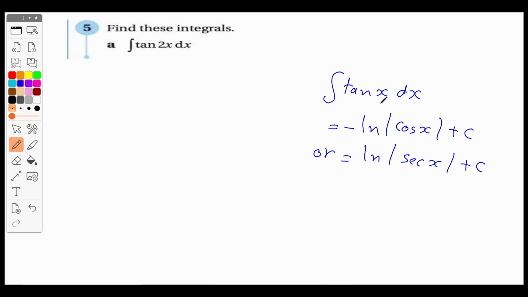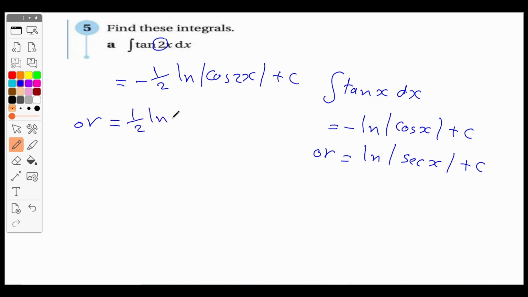The integral of tan x is the negative ln of the modulus of cosine x plus c, and ln of the modulus of secant x plus c. Okay, but what is the difference between this and this? Here tan 2x, here tan x. So you should divide by this 2. So the answer will be negative half, because of this 2, negative half ln of the modulus of cosine 2x plus c. Or you can say it equals half ln of the modulus of secant 2x plus c.